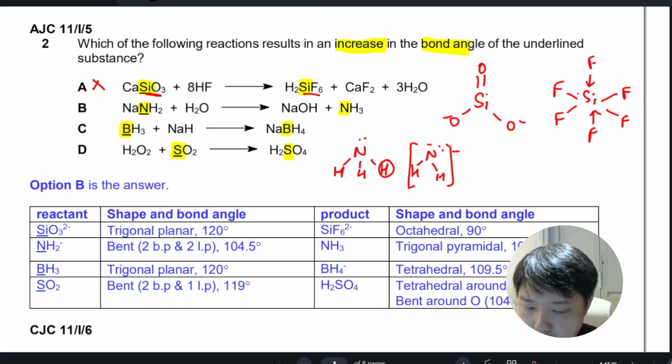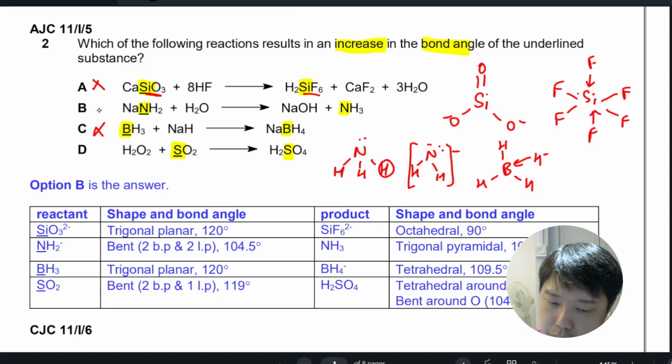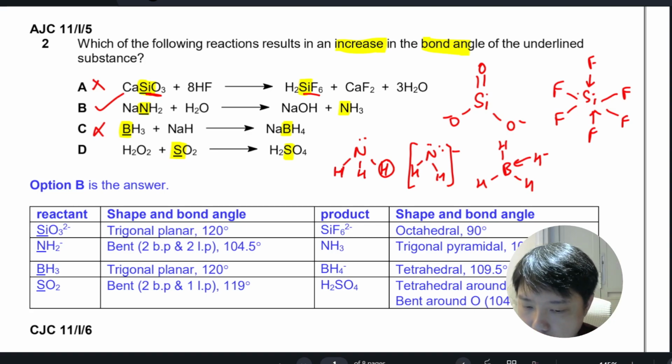And then BH3, boron is electron deficient, so it has 3 bond pairs, 120. BH4 minus, you just need to dative bond an H minus to it, so this is tetrahedral. Okay, so the bond angle is getting smaller. So C is not the answer. B is in fact our answer, by the way.